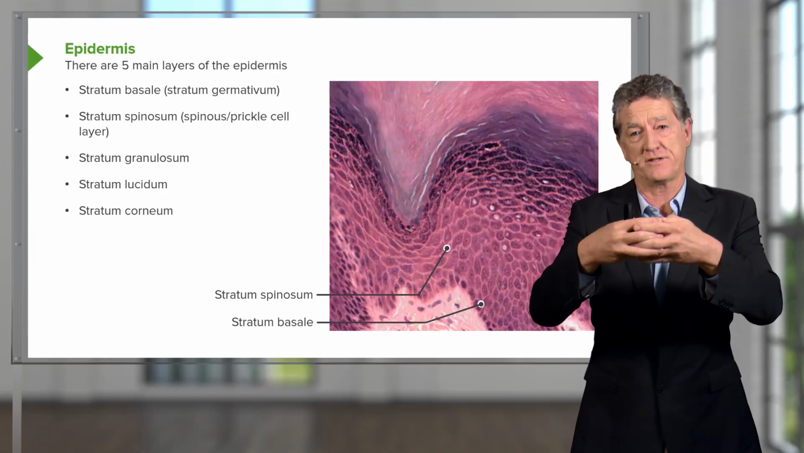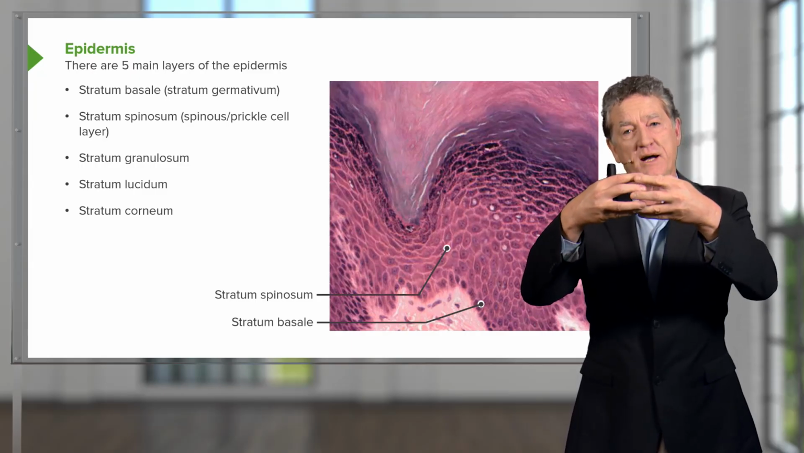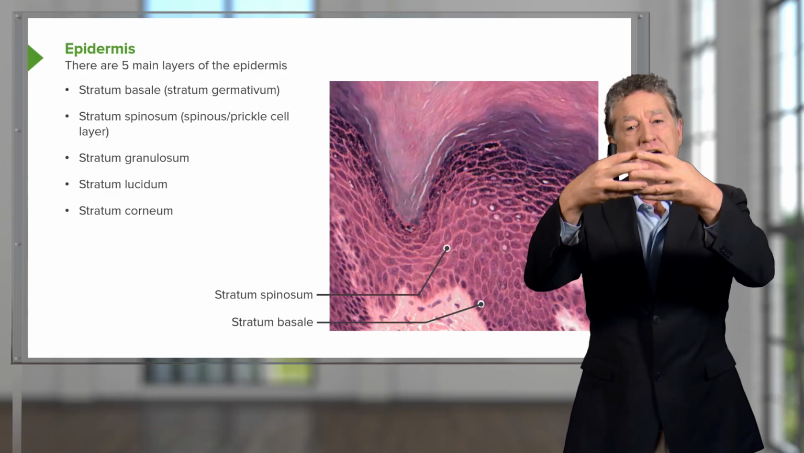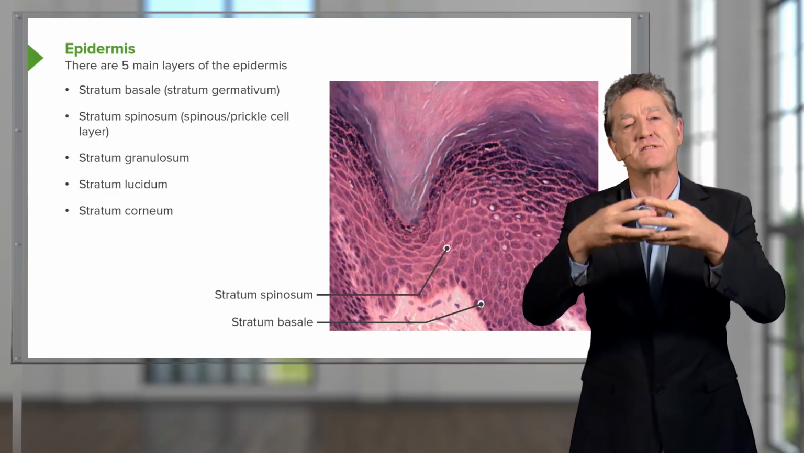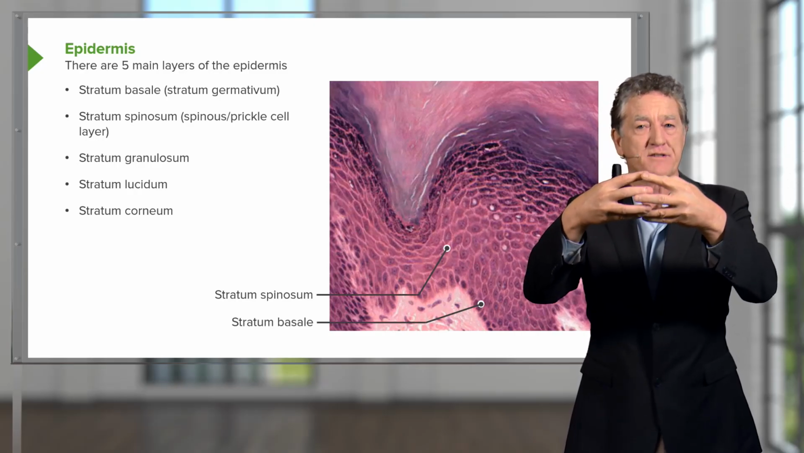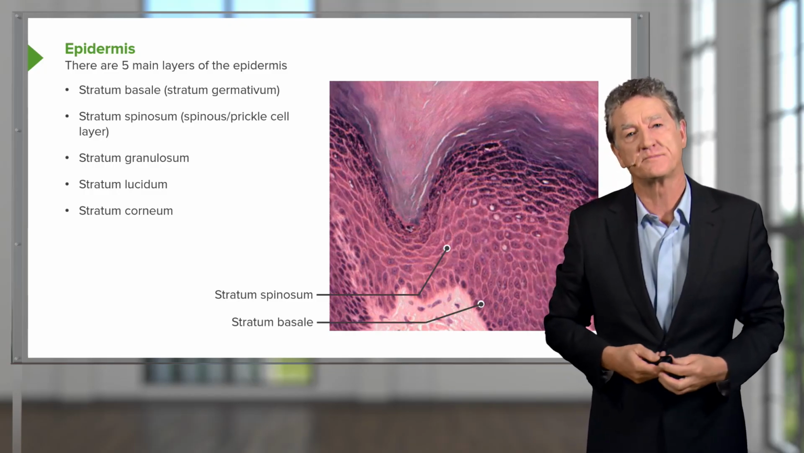Now, during processing, tissue shrinks. So the cells shrink apart and create spaces between the cells, and you see these projections or processes like my fingers are showing here. They're the spinous processes of the cells. They're the prickles, and that's why it's called the prickle cell layer.